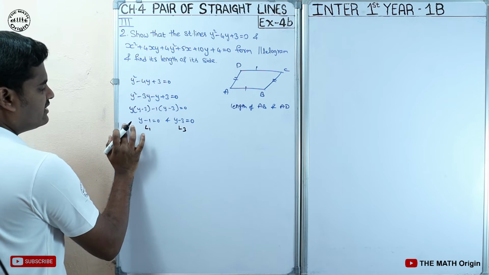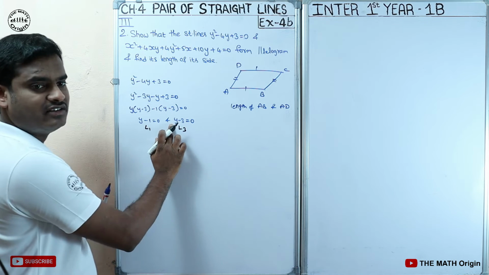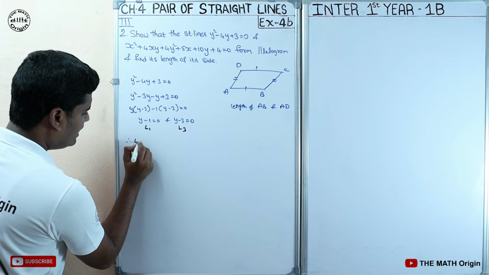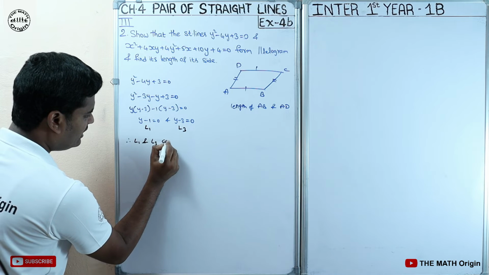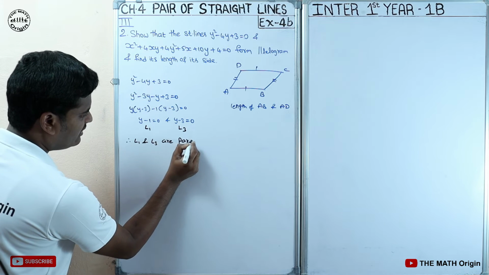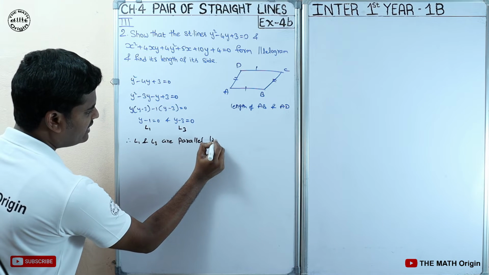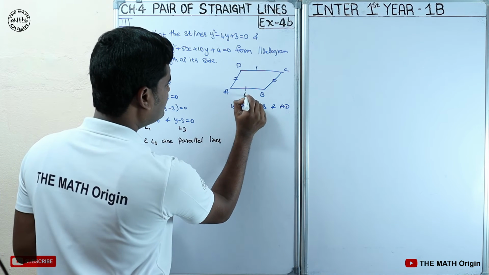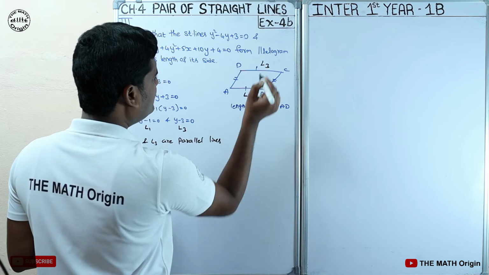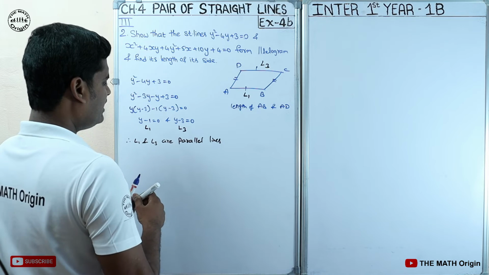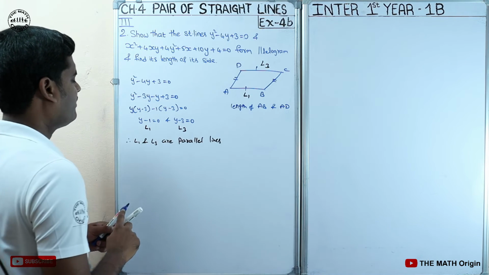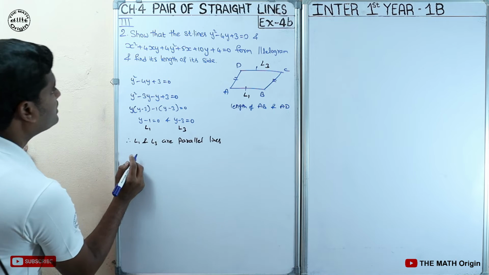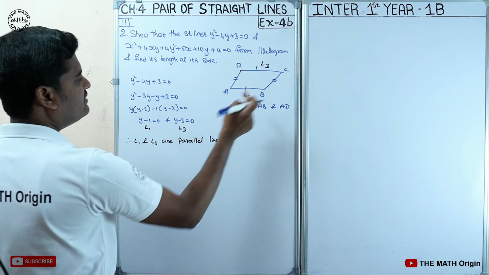If you see here, the x coordinate is 0 and here also the x coordinate is 0, the y coordinate is 1, here the y coordinate is 1. Therefore L1 and L3 are parallel lines because the coordinates are equal. Therefore, I can say this as L1 and this as L3. Okay, these are AB and CD. Now, let's find the AD and BC equations.